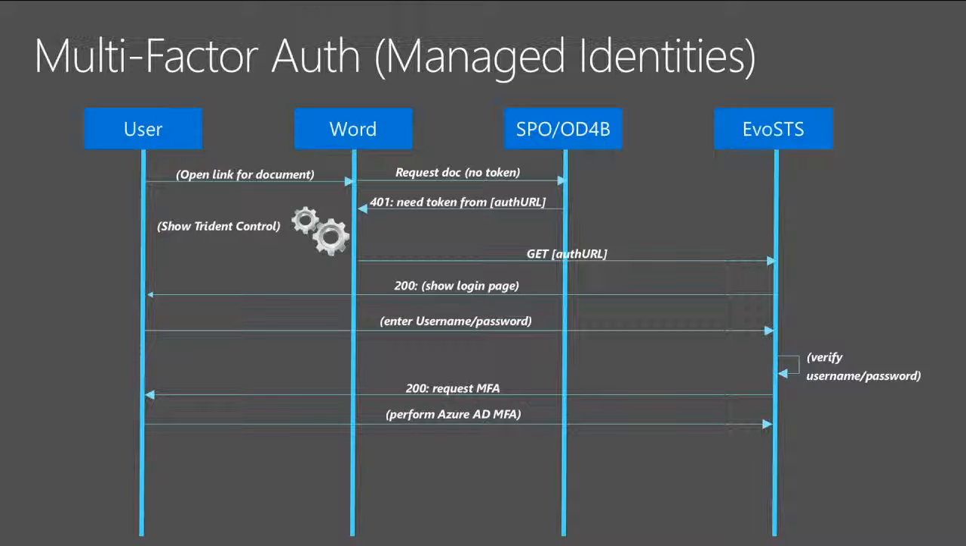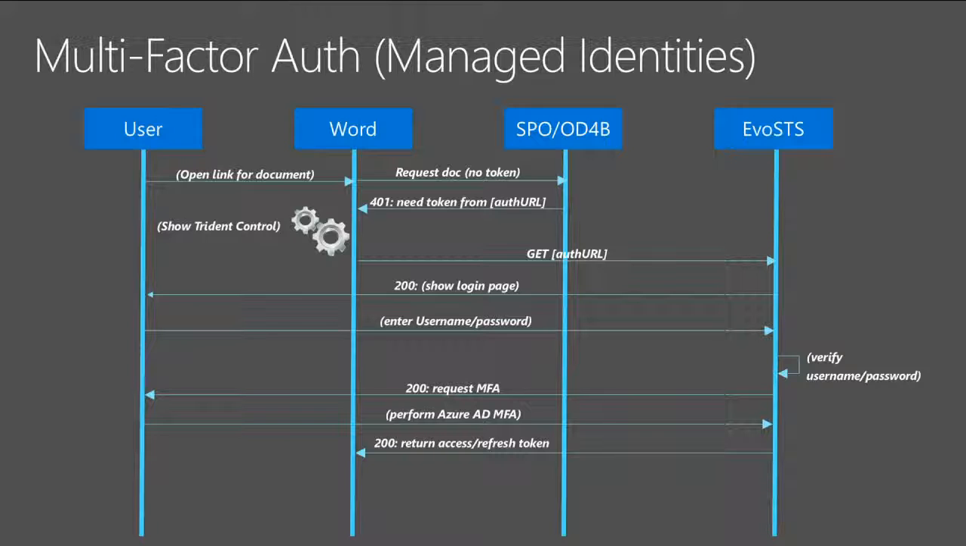So I've successfully performed Azure AD MFA, and now I've satisfied the requirements: I've given you my username and password, and I've proved my identity with something I have in my possession, which in this case was my phone. So now that both requirements are satisfied, EO is happy, and I will get an access token back. Actually, it's an access token and a refresh token. Like we talked about earlier, EO will give Word both these tokens back.